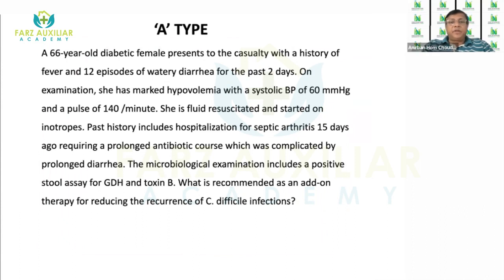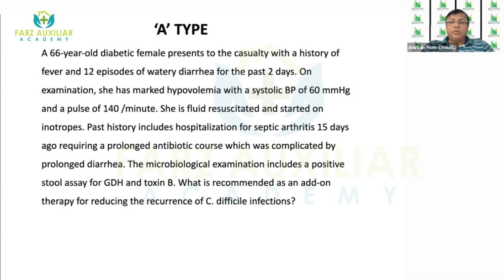Next question. A 66-year-old diabetic female presents to the casualty with a history of fever and 12 episodes of watery diarrhea for the past 2 days. On examination, she has marked hypovolemia with a systolic BP of 60 and a pulse of 140. She is fluid resuscitated and started on inotropes.